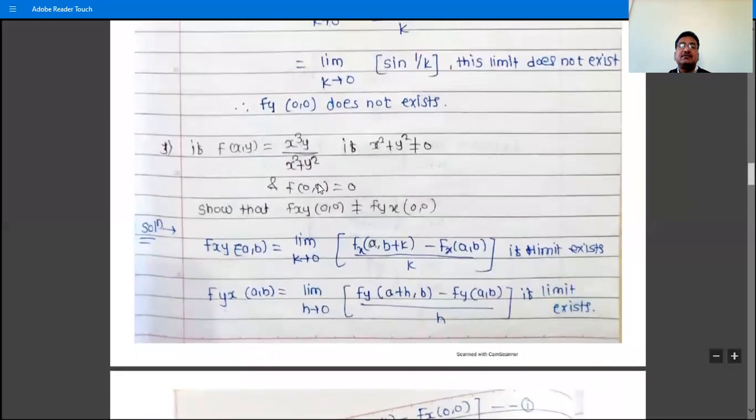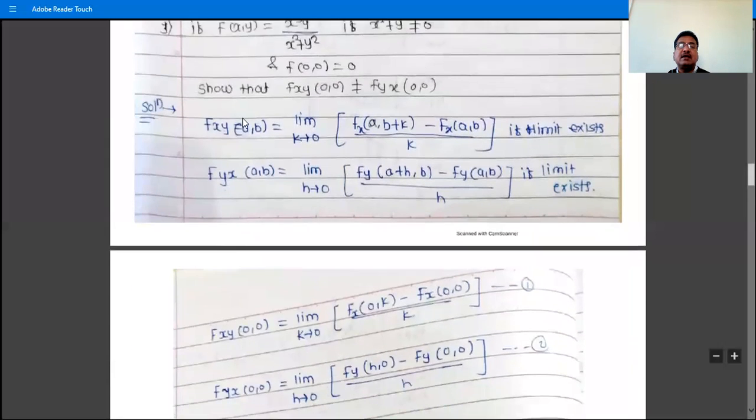When x square plus y square is not equal to 0, and f(0,0) is 0. Then show that fxy(0,0) and fyx(0,0) do not exist. So first write fxy(a,b). So fxy means the derivative of fx with respect to y. Either use this definition for this or this definition for this.